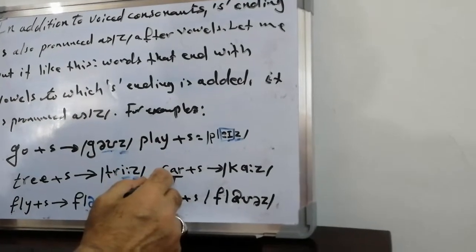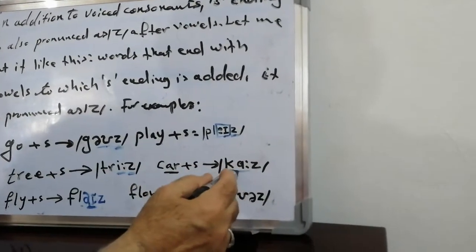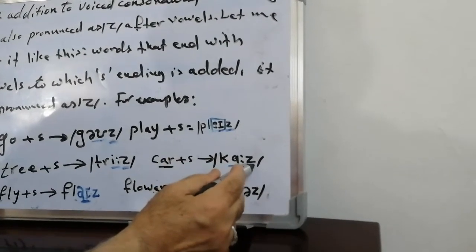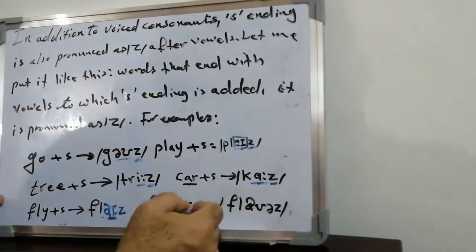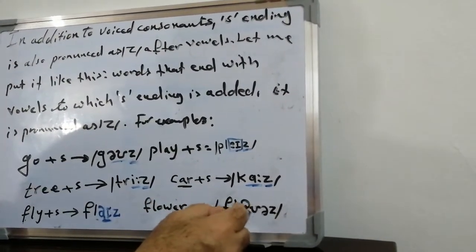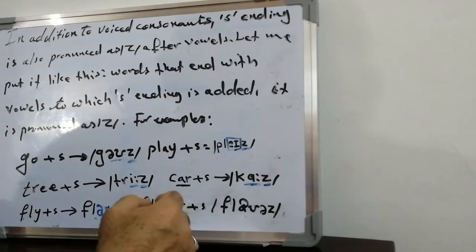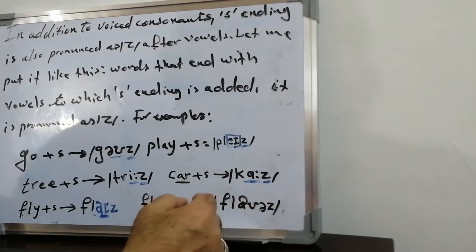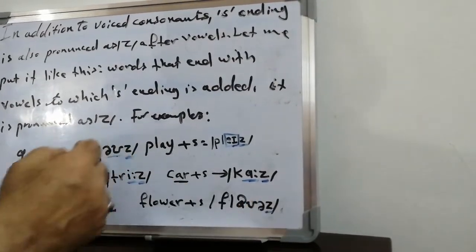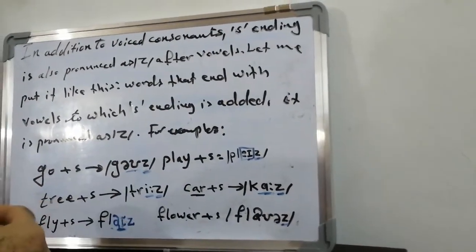Also the word car ends with this vowel sound, R. When we add S, we pronounce it as Z. Cars. Flower ends in a triphthong, our. Flower. When we add S, we pronounce it as what? As Z.